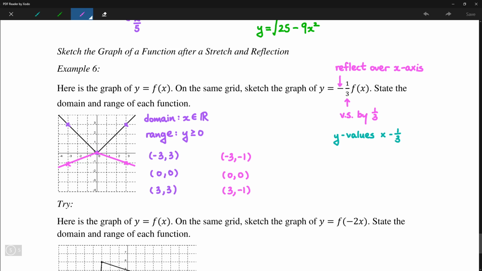Okay, so kind of what we expected. The graph will be upside down because of the reflection, and also compressed vertically because it is vertically stretched by a factor of 1/3. So let's write down the domain and range as well. The domain, note the domain doesn't change because neither of the transformations were horizontal. And then the range, there was a reflection, so the range is going to be y is less than or equal to 0 now.